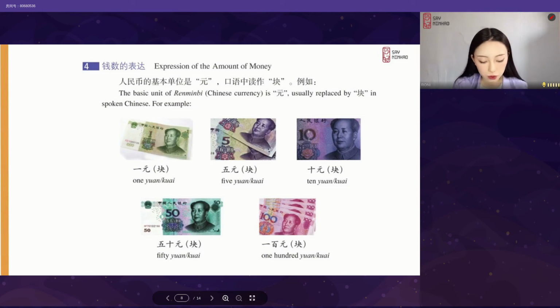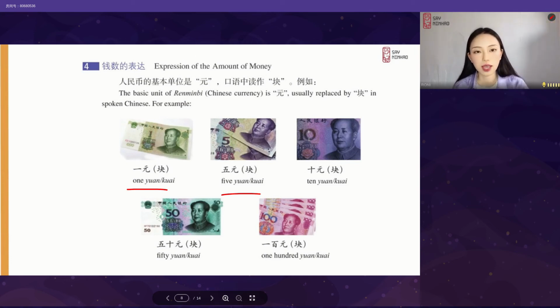For example, first one is 1元. We will usually say 1块 instead. So when you are buying fruit or vegetables in the shop, then you can hear when you ask how much is it, they won't tell you 1元 or 20元. They will tell you 1块, 20块.